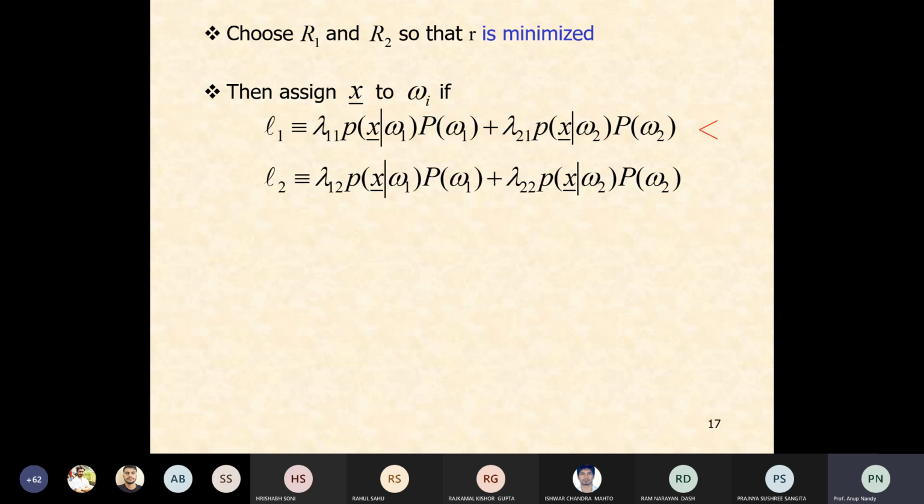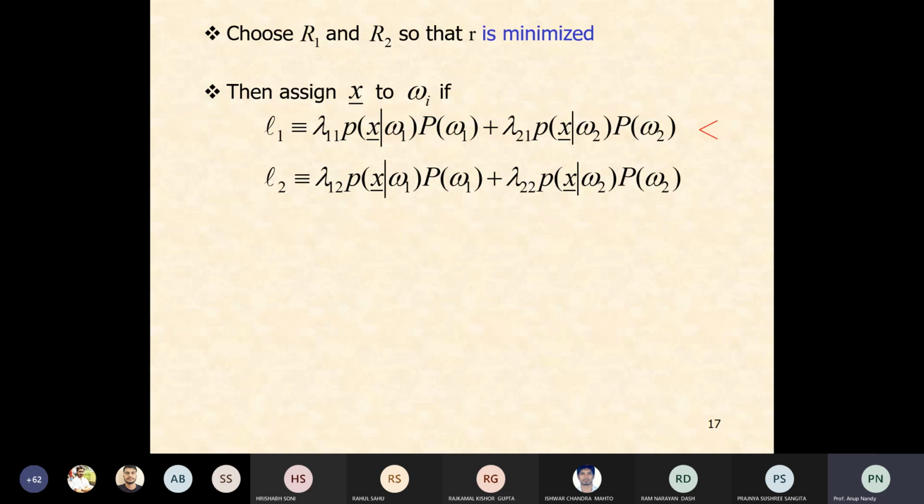You can assign x to wi if this condition is satisfied. That is, L1 is equal to λ11 P(x|w1) P(w1) plus λ21 P(x|w2) P(w2). You have already seen it is less than L2, that is λ12 P(x|w1) P(w1) plus λ22 P(x|w2) P(w2). Now you assign w1. Now you are just going to apply the Bayes decision rule.